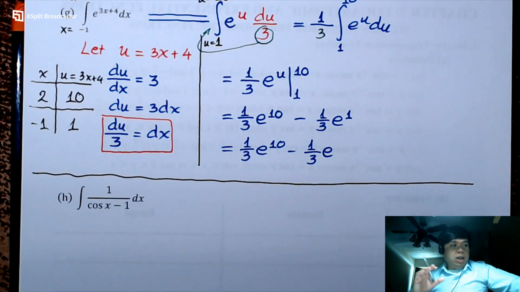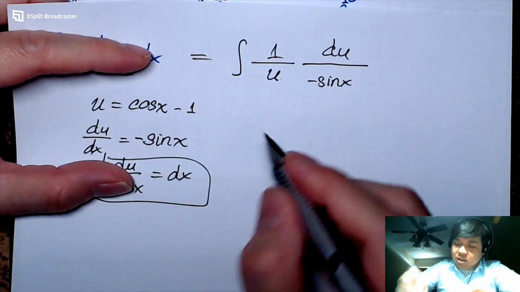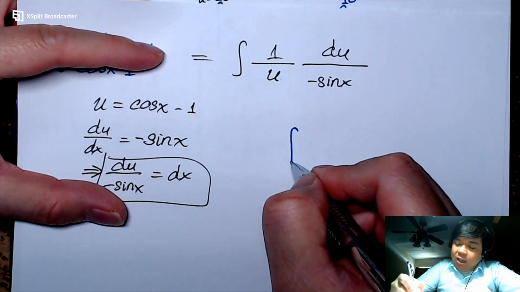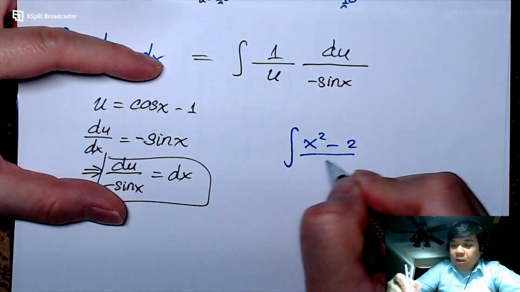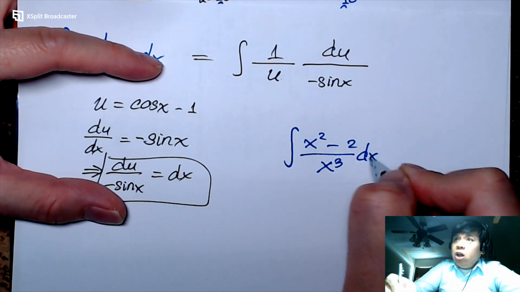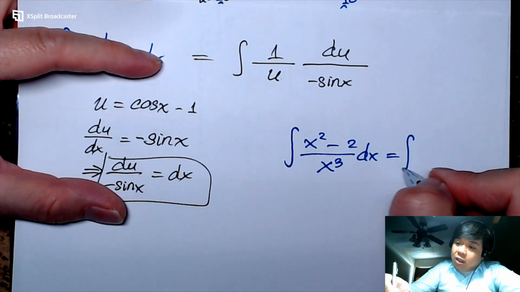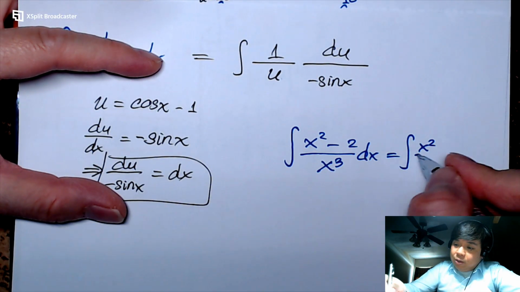But the point here is, it would be nice if we have this. I'll just give some example here. Let's say we have this problem. It will be a lot easier if we just split this into 2.